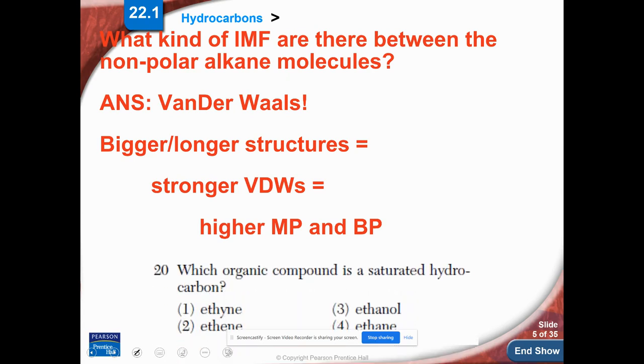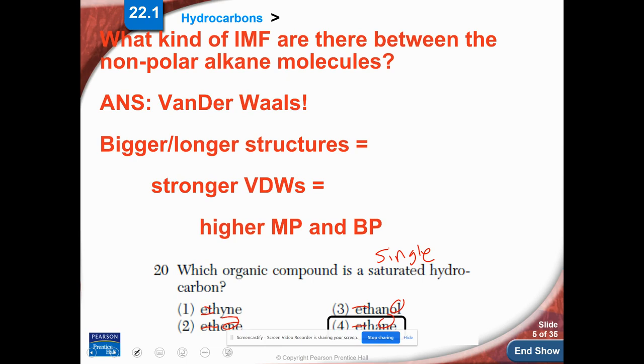So which one is a saturated hydrocarbon? Saturated means single bonds. Which one is going to have single bonds? I'm going to look at the endings. These all have F, so I can't even use the F. So it's either YNE, ENE, OL, or ANE. And that's going to be our ANE, ethane.